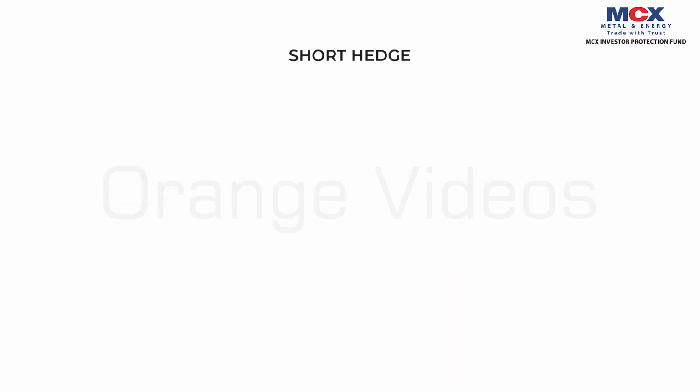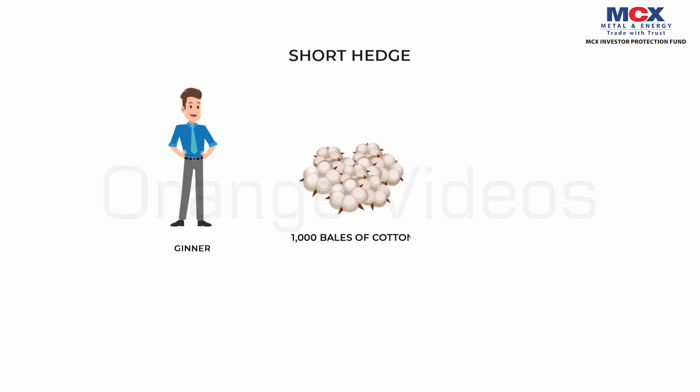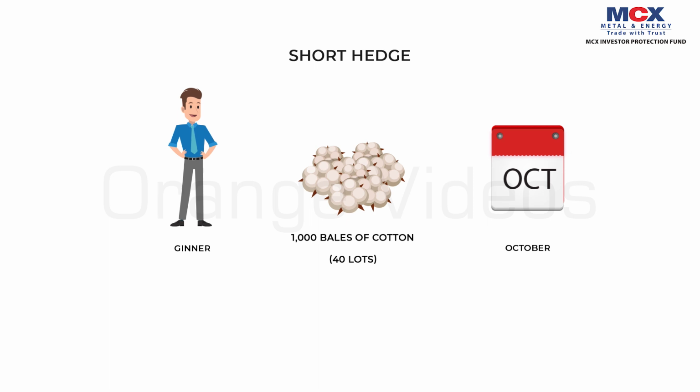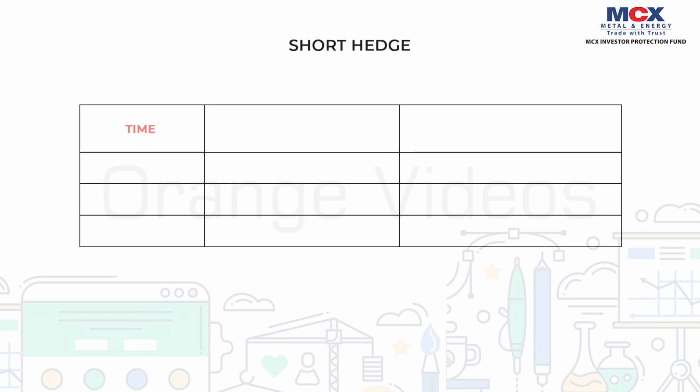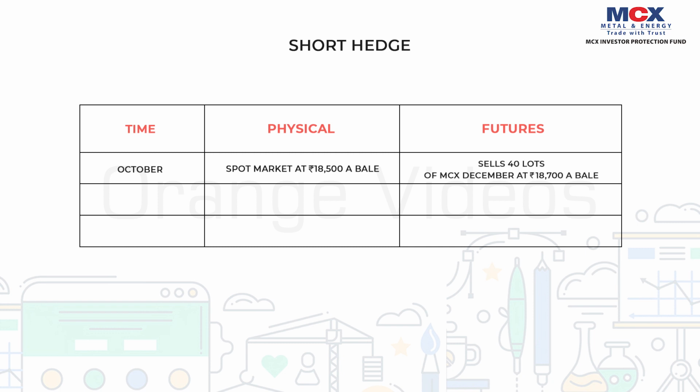Short hedge. Assume a ginner is holding stock of 1,000 bales, which is 40 lots of cotton in October. He wishes to lock in the price of his 40 lots of stock in October itself and protect himself against the possibility of falling prices. The spot price of cotton in October is Rs 18,500 a bale and the price of the MCX December contract is Rs 18,700 a bale. The ginner sells short 40 lots of MCX December contracts in October at Rs 18,700 for a delivery in December.